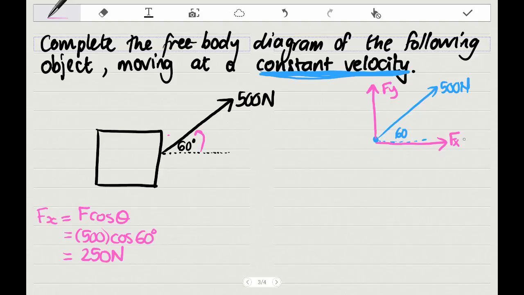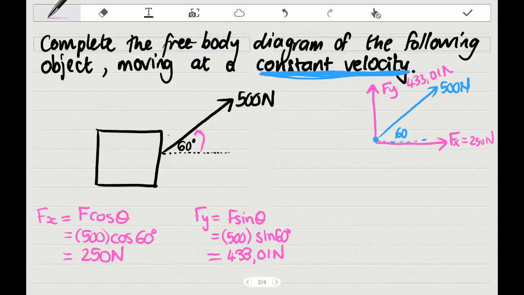Okay, so the x component is 250 newtons, and then the y component we calculate with the formula Fy is equal to F sine theta, where once again F is the force being pulled at an angle, or the tension as they sometimes call it, times sine of 60. Again, please make sure that's the angle from the x-axis. Otherwise, you're going to get the wrong answer. So this here is 433.01 newtons.